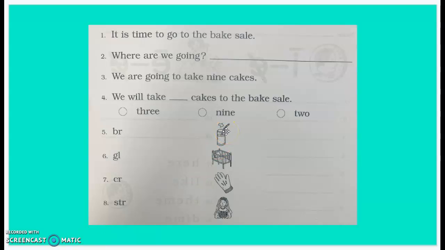Straw. Crib. Glove. Bride. When you're finished, submit the worksheet to your teacher.